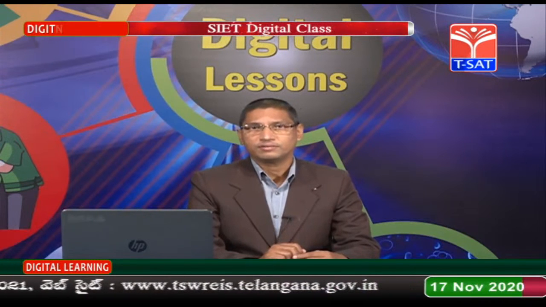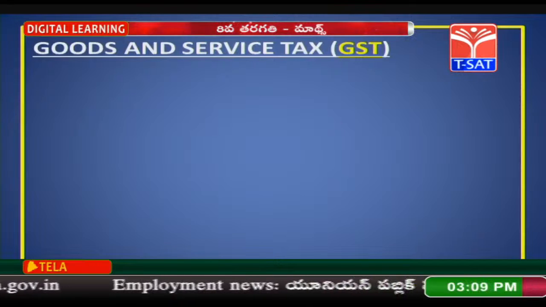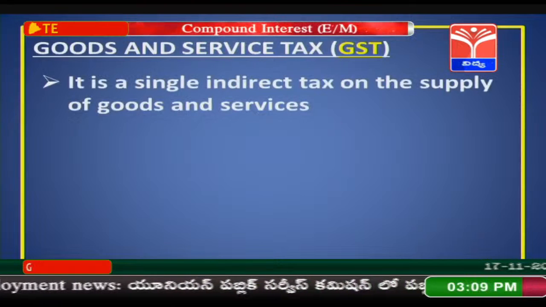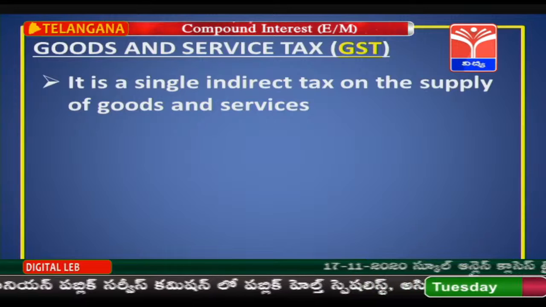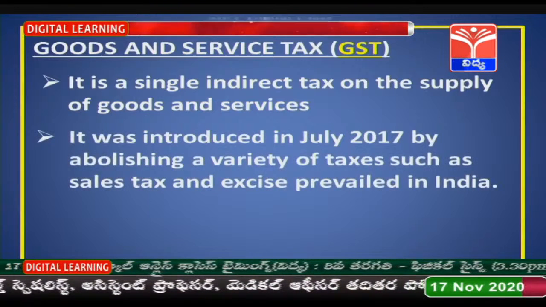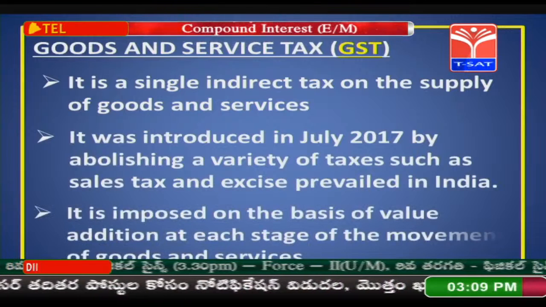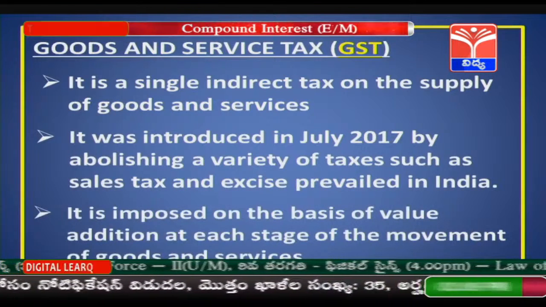We will move on to our next concept, that is GST. Let us see. GST stands for Goods and Service Tax. It is a single indirect tax on the supply of goods as well as services, and it was introduced in July 2017, and it is imposed on the basis of value addition at each stage of the movement of the goods and services.